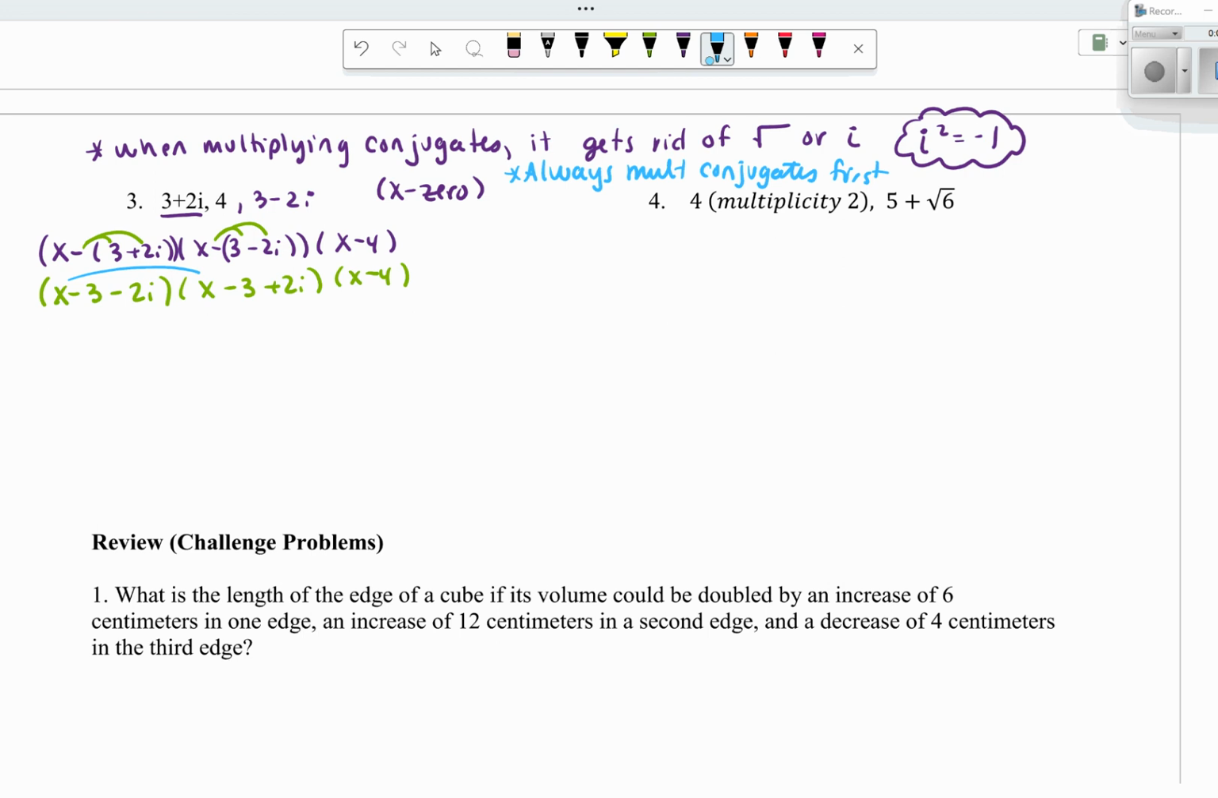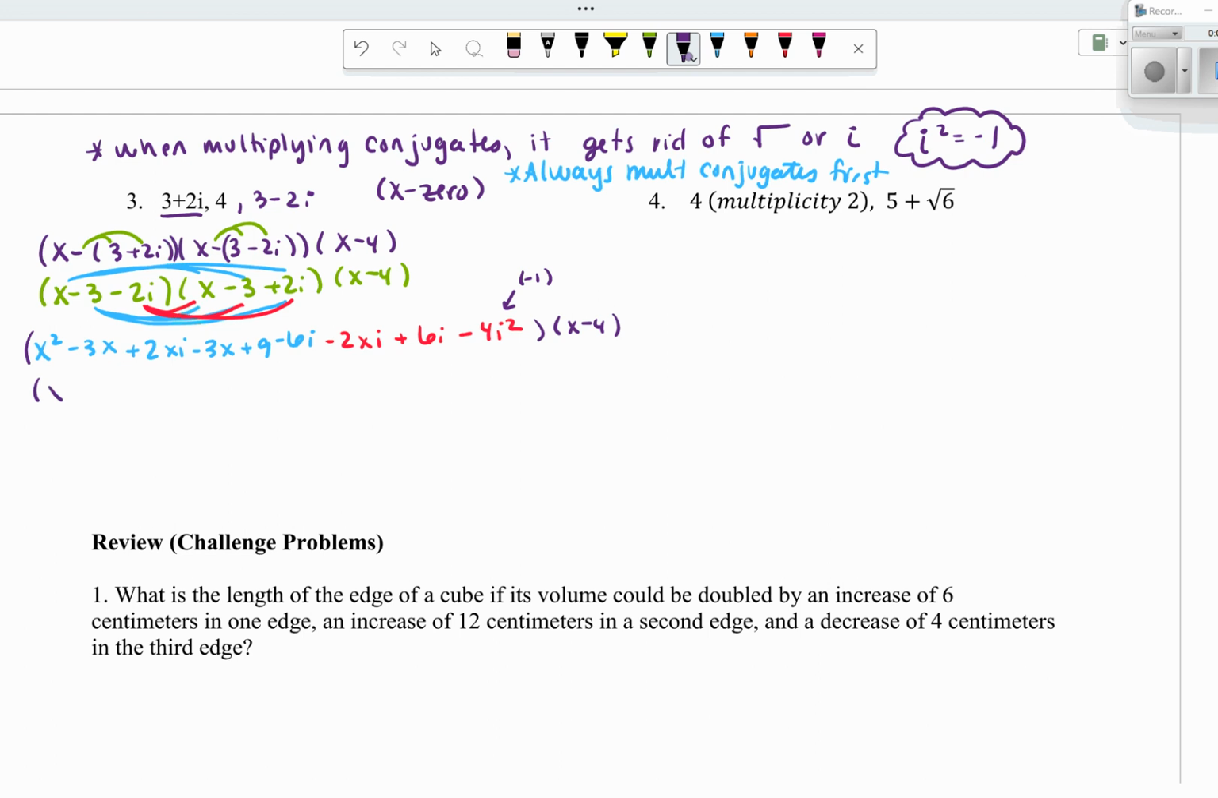So if I FOIL this, I have x times x, which is x squared, minus 3x, and then plus 2xi, and then the 3, so that'd be minus 3x, plus 9, and minus 6i, and then we have minus 2xi, plus 6i and minus 4i squared. So let's go ahead and combine our like terms. I don't see any like terms with the x squared, because remember this i squared right here is -1. And sorry, this is all multiplied by x minus 4. I should write that again because we haven't multiplied that yet.